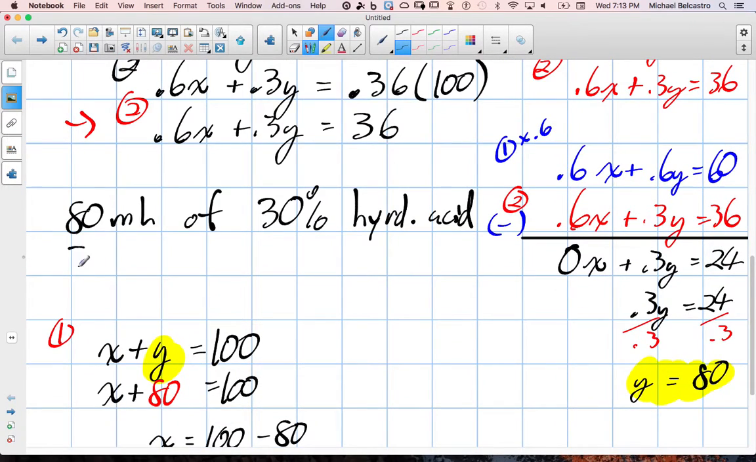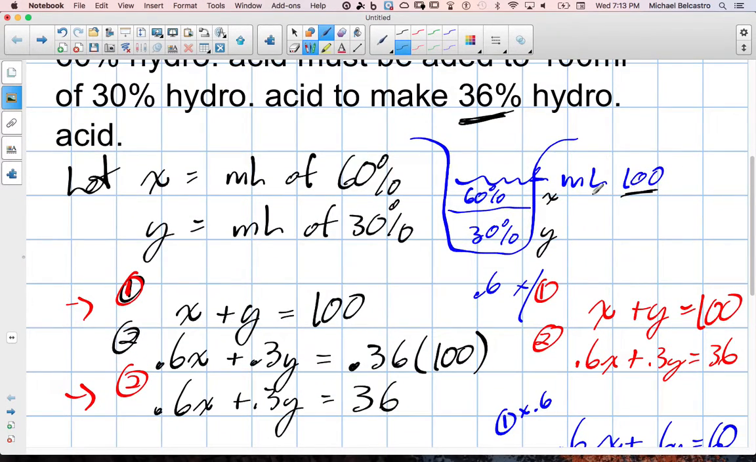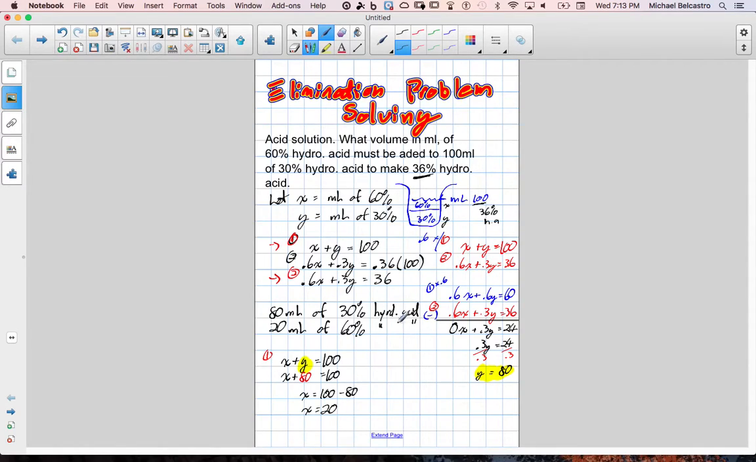So we need 20 milliliters of 60% hydrochloric acid. So we take 80 of 30% and 20 milliliters of 60% to create 100 milliliters of 36% hydrochloric acid. Okay. Tough question to kind of work out, and I know I jumped around the page there, but our final answer, I'll highlight it, was all done here. Okay.